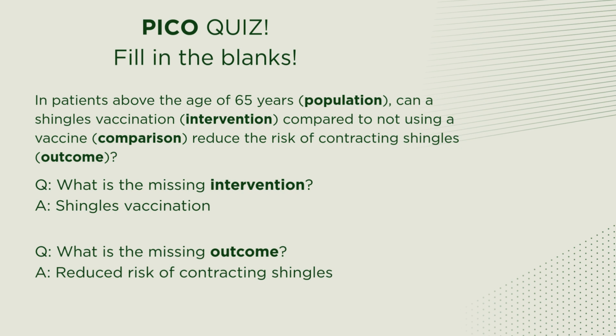The missing intervention is the shingles vaccination because it is what we are giving to our population in order to present a positive outcome. And the missing outcome is reduced risk of contracting shingles. This is the positive life effect we want from our intervention.